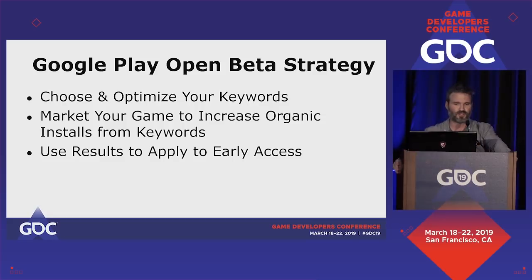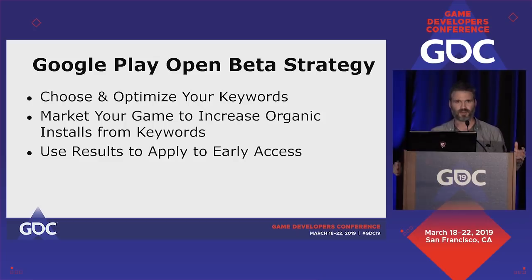So the first is choosing and optimizing the keywords that you're going to use for your game. So we'll walk through how you do that. Then you're going to be marketing your game to increase organic installs from those keywords. Specifically, you're marketing your game to increase rank on keywords, which then generate more organic installs. And then you're compiling all these results together to make a pitch to Google Play for featuring in early access.